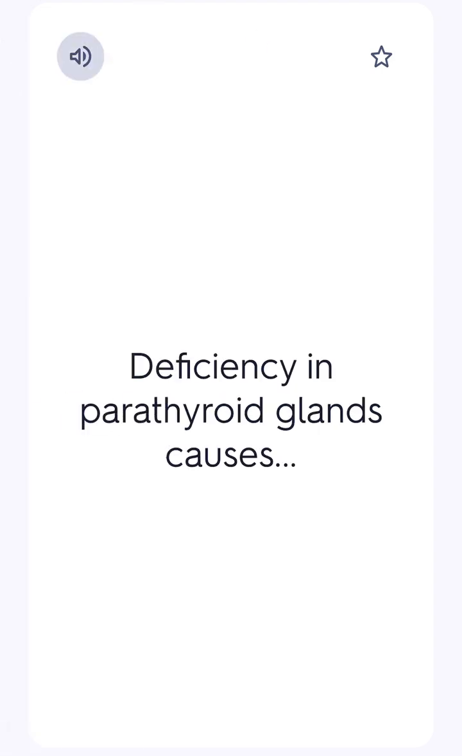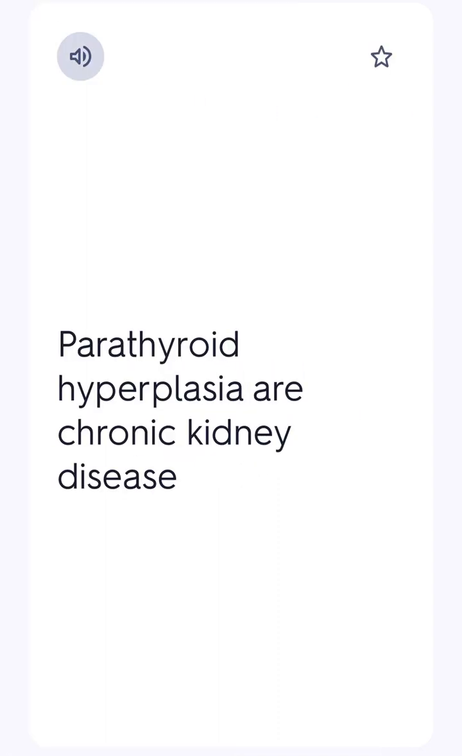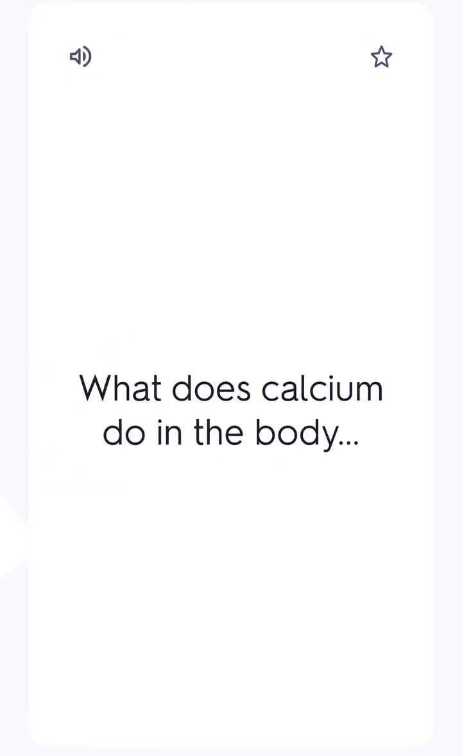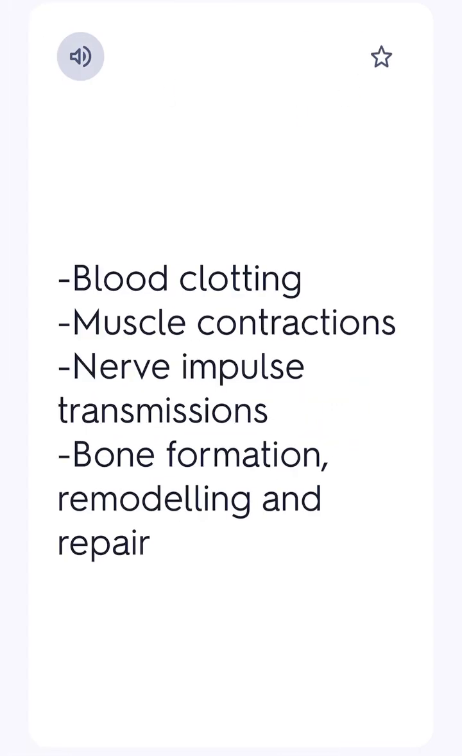Deficiency in parathyroid glands causes parathyroid hyperplasia or chronic kidney disease. What does calcium do in the body? Blood clotting, muscle contractions, nerve impulse transmission, bone formation, remodeling and repair.